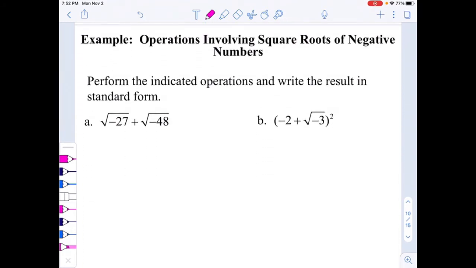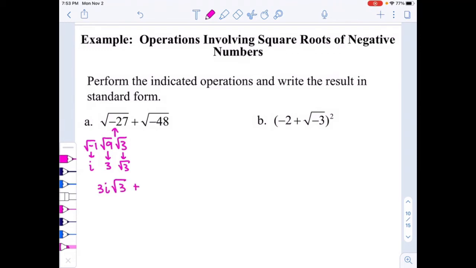Perform the indicated operations and write the result in standard form. We have the square root of -27 added with the square root of -48. So we're going to take -27 and break it up. That means I have the square root of -1, which gives us that imaginary unit i. And then 27, perfect square factors of 27, that would be 9 times 3. So the -1 gives us an i. The square root of 9 gives us a 3. And root 3 is going to be stuck inside. That means we would have 3i square root of 3.